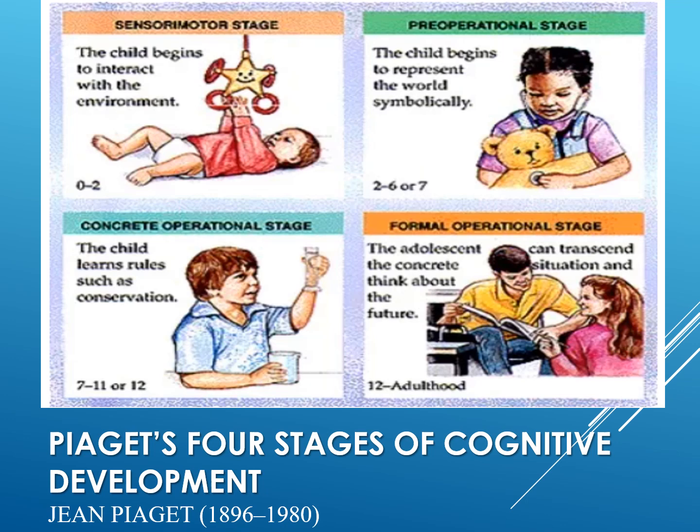In the concrete operational stage, the child learns rules such as conservation. This stage begins at approximately 6 or 7 and goes up until approximately 11 or 12. And in the formal operation stage, adolescents can transcend the concrete situation and think about their future. So this is from ages 12 to adulthood.